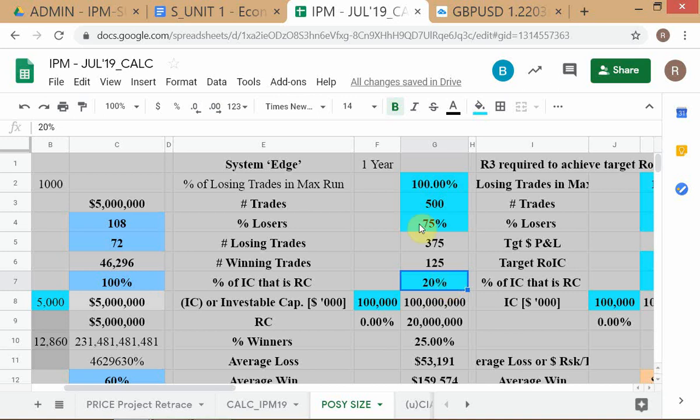Now going back to the risk. My risk capital here, because of this 20%, with 100 million as IC, is 20 million, because I've entered 20%. Now just going back to this percentage of losing trades in the maximum run.